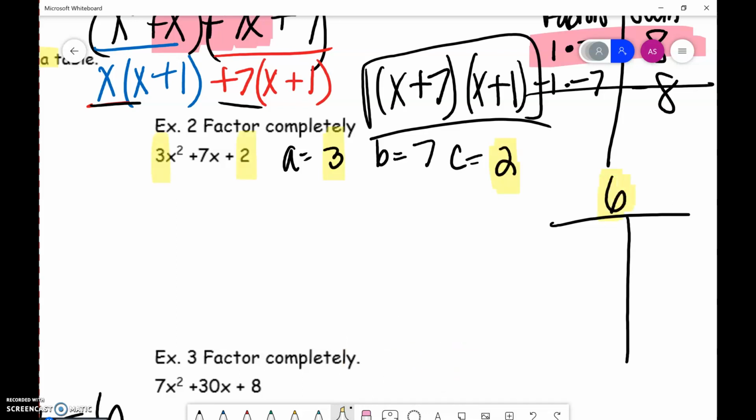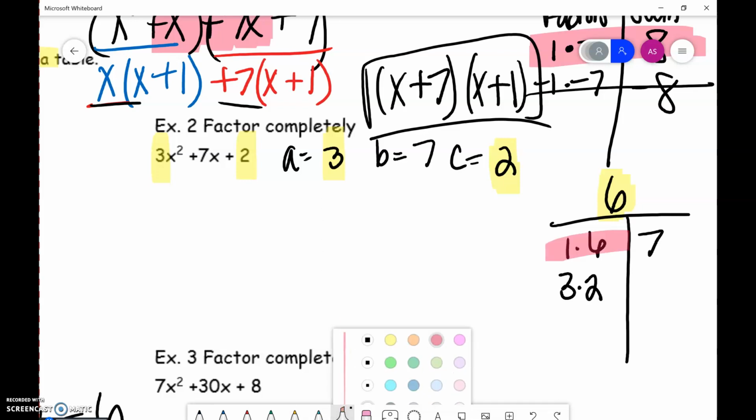So my two numbers that multiply to give me 6 and add to give me 7, those factors are 1 times 6 and 3 times 2. We can also consider our negatives, but let's save a little time. So I'm looking for 7. As you see right here, 1 plus 6 will give us our 7. So we are good to go.